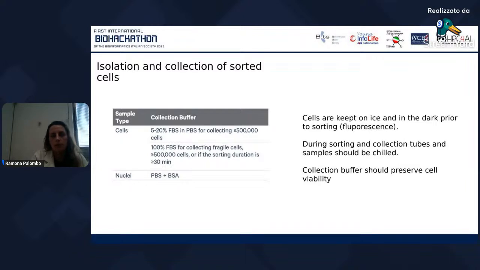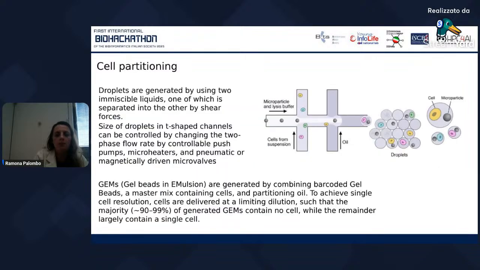But using this kind of technique, I have to use also a specific buffer to preserve cell viability, to keep the cells on ice, and also in the dark prior to sorting. And after separation with FACS, I should have a specific number of cells because I can count them with FACS also.